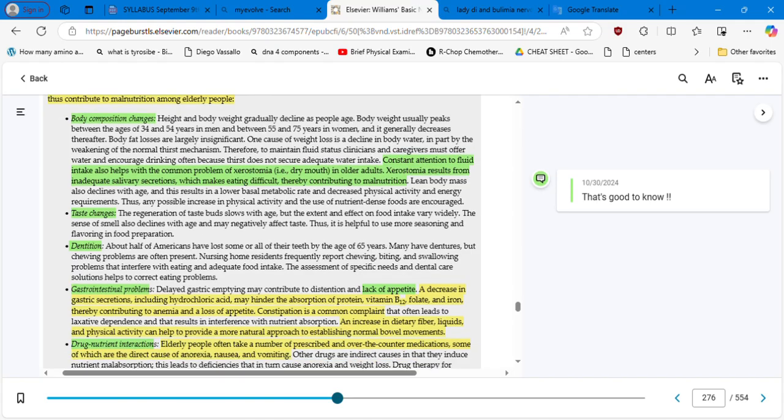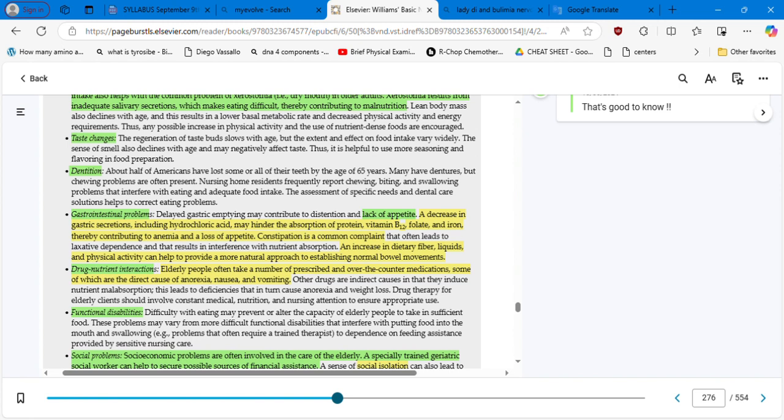Taste changes, yes. Even if the patient does not have any comorbidity, as we age, the taste is going to change, right? Remember, your grandma used to cook deliciously when she was 50, and now she turns 90, 100, and she's not identifying if the food has enough sodium or salt, right? Dentition, gastrointestinal problems, lack of appetite. This is a consequence of gastrointestinal problems. A decrease in gastric secretions, including hydrochloric acid, may hinder the absorption of protein, B12, folate, and iron, thereby contributing to anemia and loss of appetite.